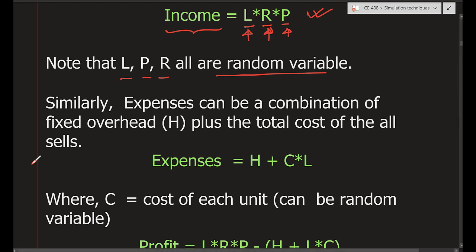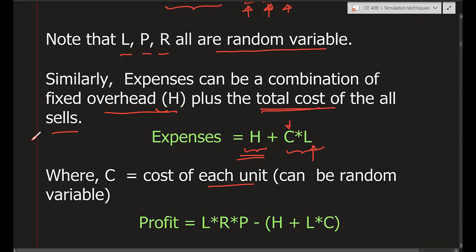For example, expenses can be a combination of fixed overhead plus total cost of all the sales. So basically we can calculate expenses of an automobile industry by total overhead plus total cost. So let's say this is a fixed capital amount H, that is the total overhead, plus the total cost. C denotes the cost of each unit, and L is the number of units. So C times L will give me the total cost, and we also have to add the overhead. So the total expenses is H plus C times L. Once again, C, L and H can be stochastic or random quantities. So my expenses become a random variable.